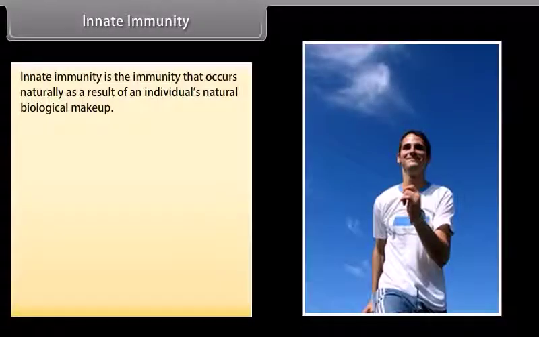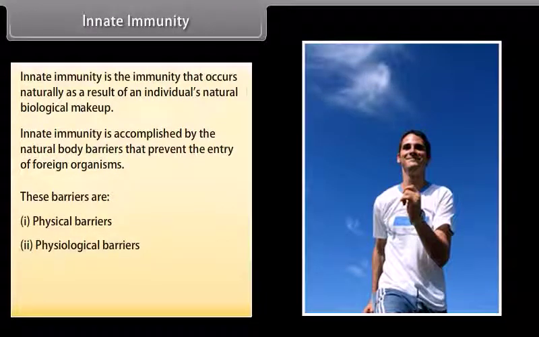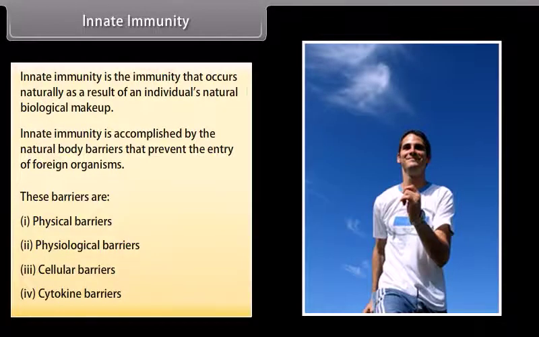Innate immunity. Innate immunity is the immunity that occurs naturally as a result of an individual's natural biological makeup. Innate immunity is accomplished by the natural body barriers that prevent the entry of foreign organisms. These barriers are physical barriers, physiological barriers, cellular barriers, and cytokine barriers.